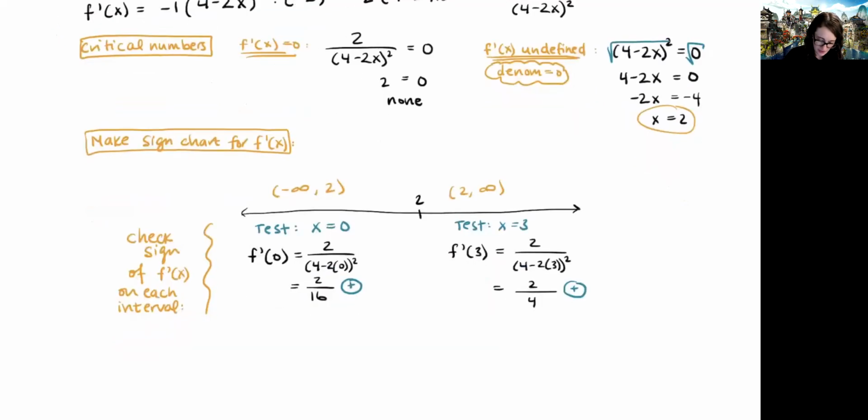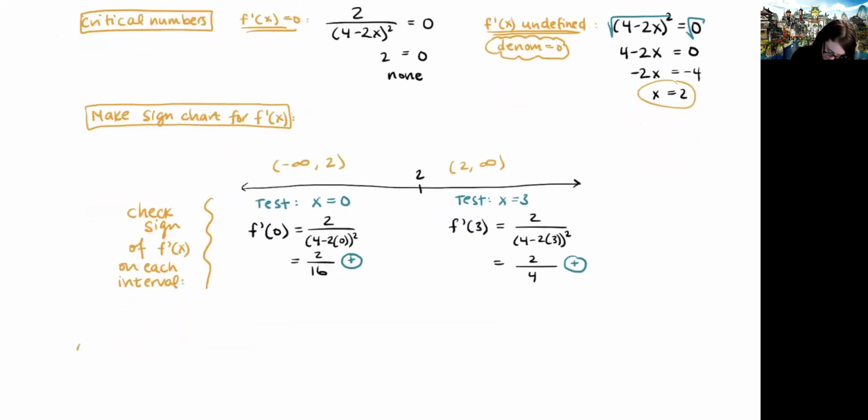So let's make our conclusion. Very important step here. Basically, interpret the sign chart. So we would say f of x, the original function, which was 1 over 4 minus 2x, is increasing from -infinity.